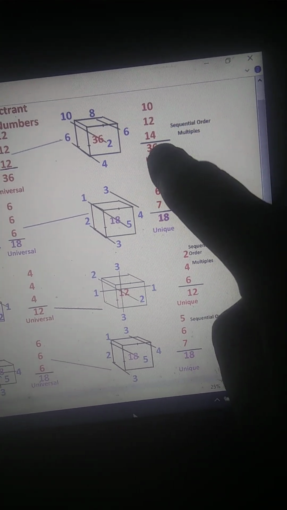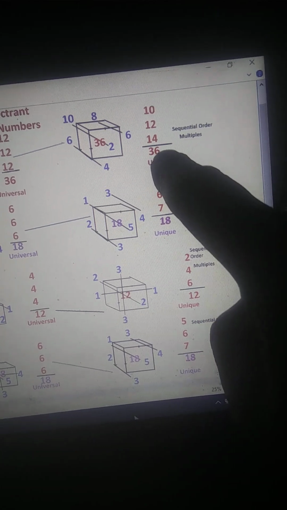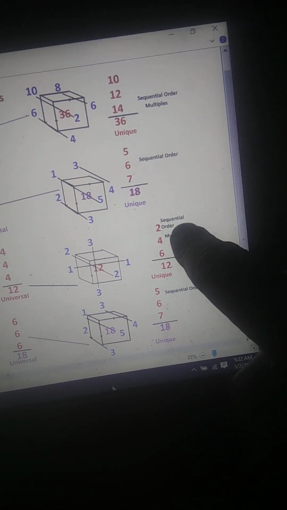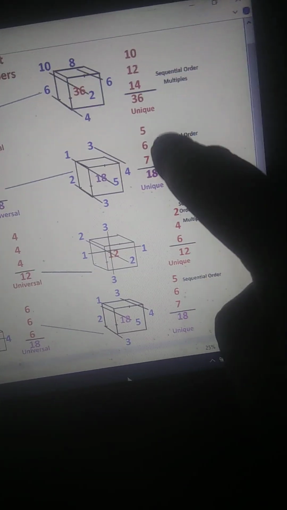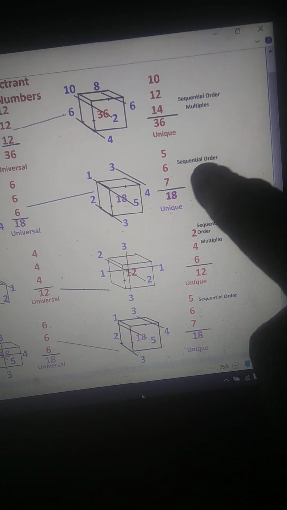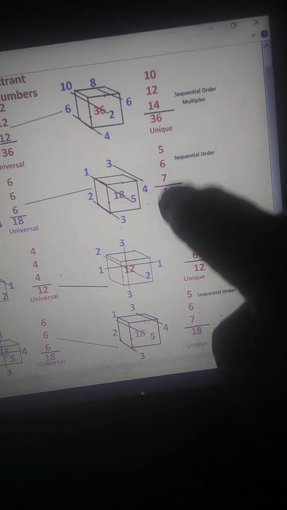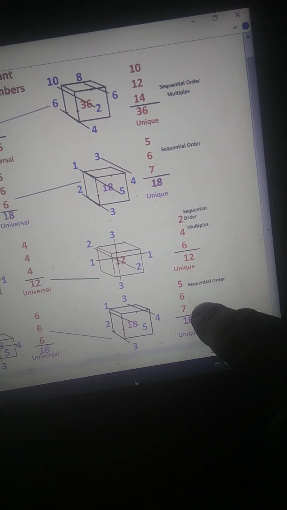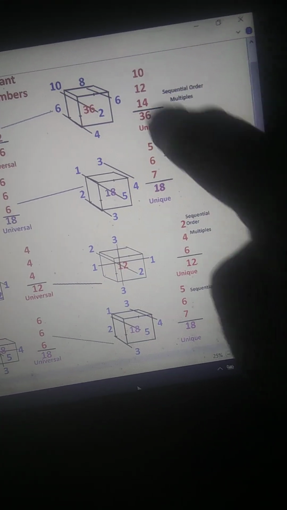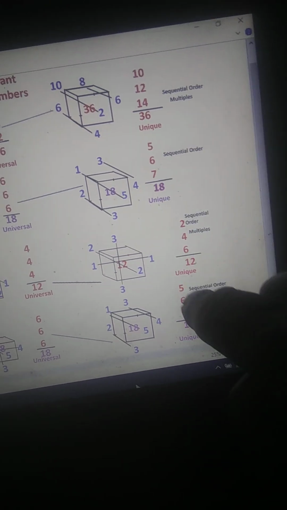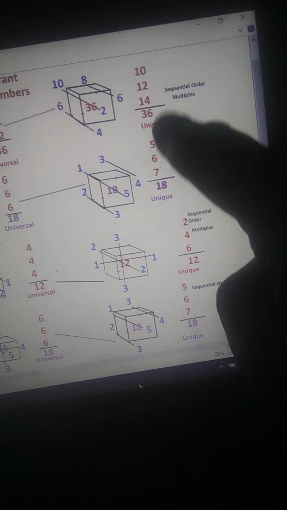it's in a multiple for the outer ghost numbers: 10, 12, and 14. Same as with the central ghost number, sequential order, but multiples 2, 4, and 6. They equal the same numbers as over here. So do these numbers, but these are sequential order and no multiples: 5, 6, and 7, 5, 6, and 7. And they equal 18 like they did over here. But these are multiples, and these are just sequential orders and not multiples.